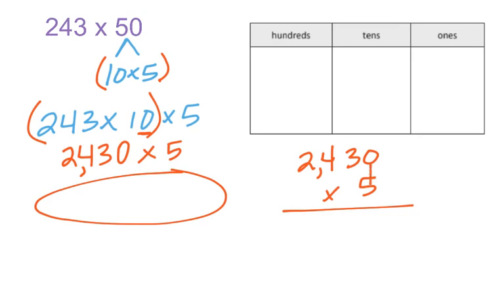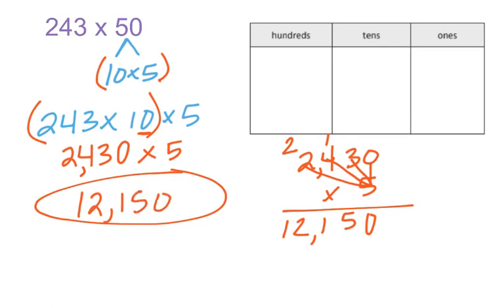So I'm thinking 5 times 0 is 0. 5 times 3 is 15. 5 times 4 is 20, plus 1 is 21. And 5 times 2 is 10, plus 2 is 12. So 12,150, just like we got with that place value chart.